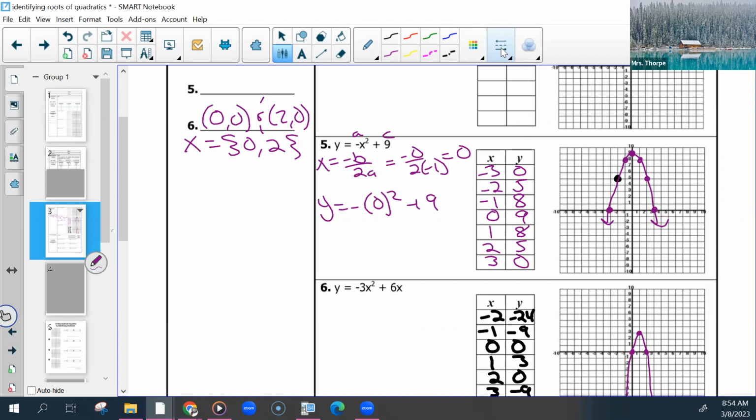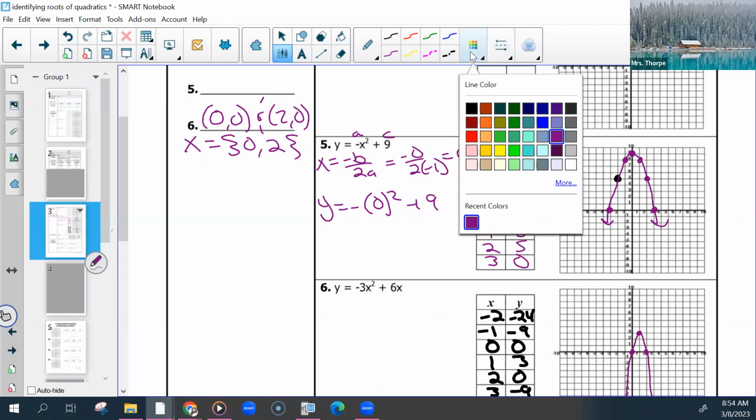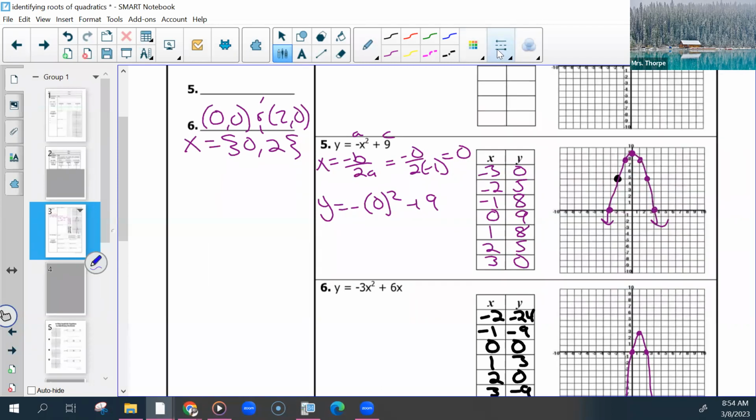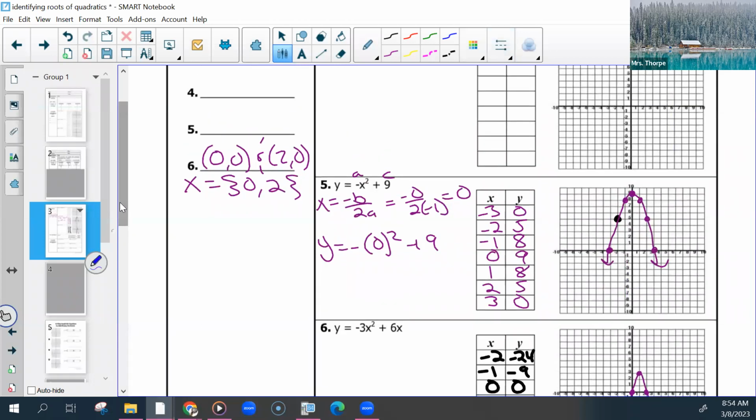How many solutions does that one have? 2, and what are they? -3, 0. Yeah. And what's the other one?